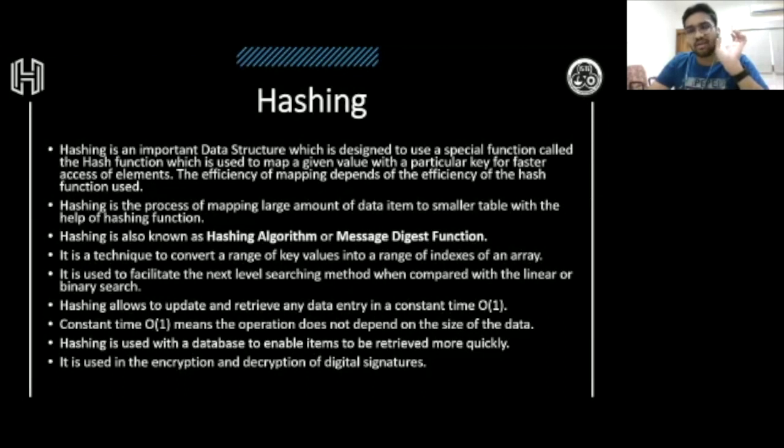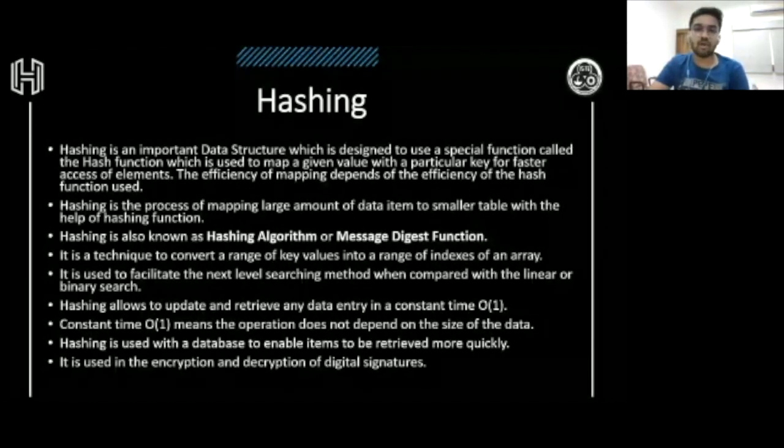It is used along with some other data structure. It is rarely used as a data structure by itself. It is always a supplement to some other data structure. Hashing allows us to update and retrieve any data in constant time. So no matter what you want to retrieve or change or update, the time taken will always be O of 1. Constant time often means the operation does not depend on the size of the data.